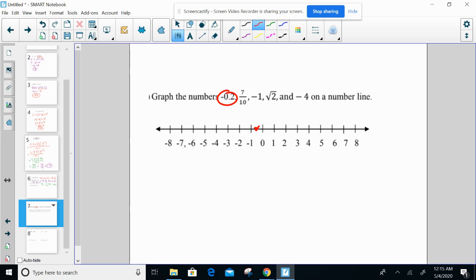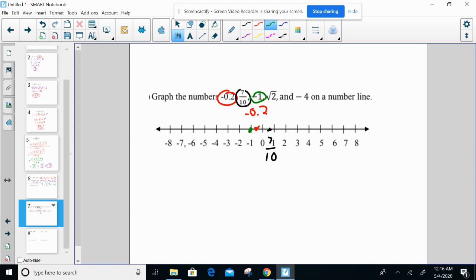Sorry about the squeakiness. Negative 0.2. I got to try and avoid the squeakiness. All right, 7 divided by 10 is 0.7. I'll do that one in black. And that is going to be right about here. So 7 over 10. If you would have to write this, you would label it. Negative 1, that's an easy one. Goes right there. If it's on the number line, you don't have to label it.